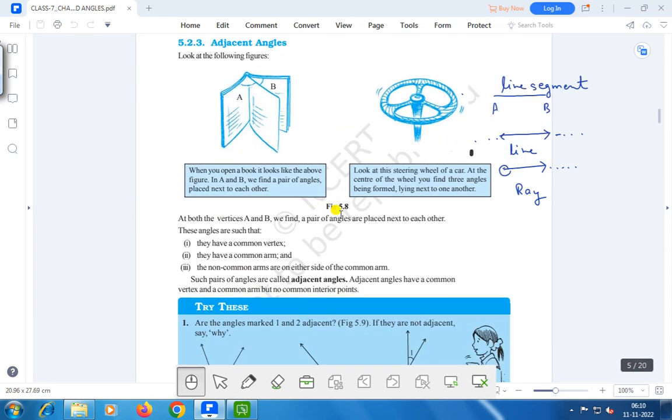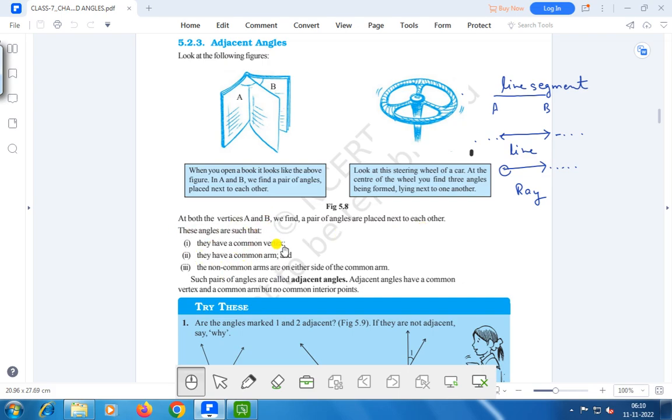Now adjacent angles. Here there are three characteristics to find the adjacent angles. In this case, at both the vertices there is a book. When you open a book, it looks like the above figures A and B. We find a pair of angles, this angle and this angle, placed next to each other. At both the vertices A and B, a pair of angles are placed next to each other.